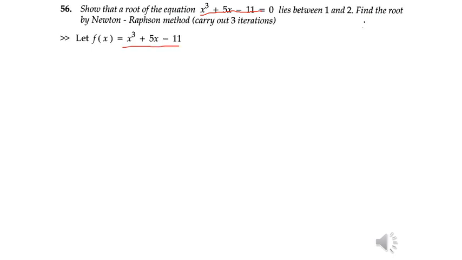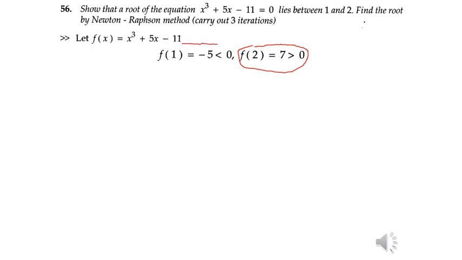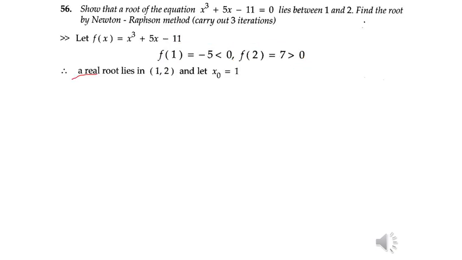Now let us put in the place of x everywhere here 1 and check the sign. Here f of 1 is minus 5, which is negative. Now let us see what is the f of 2. F of 2 is 7, which is positive. So we can conclude that the root lies between 1 and 2 because f of 1 is negative and f of 2 is positive. So this completes the first sub question of the problem.